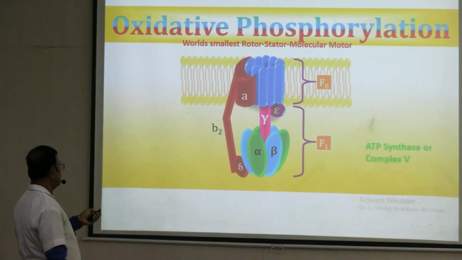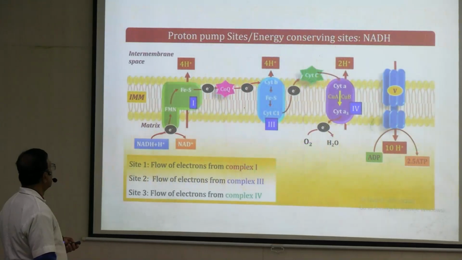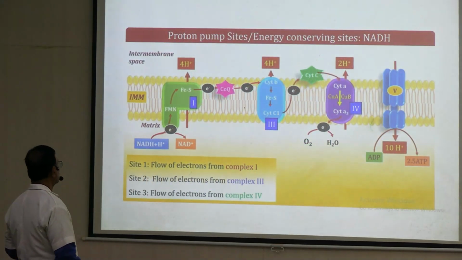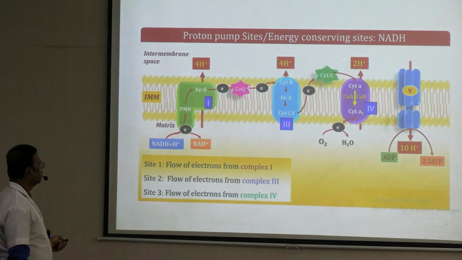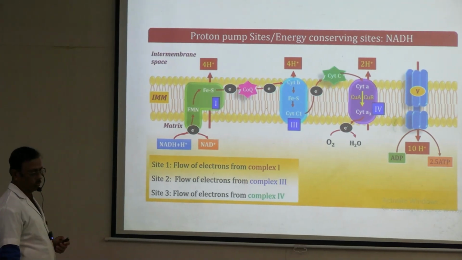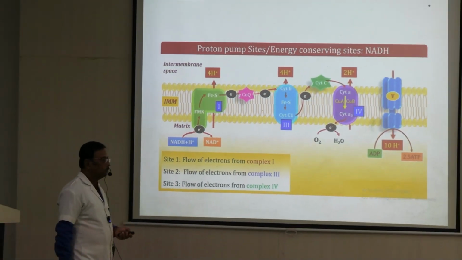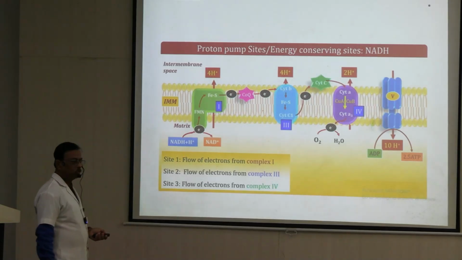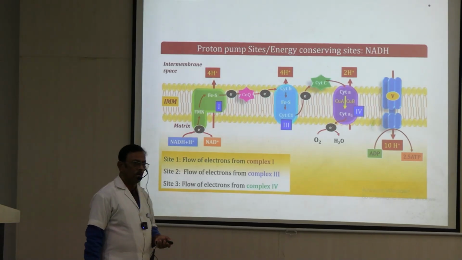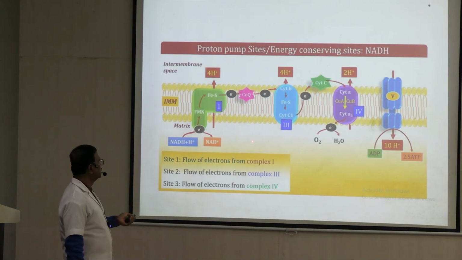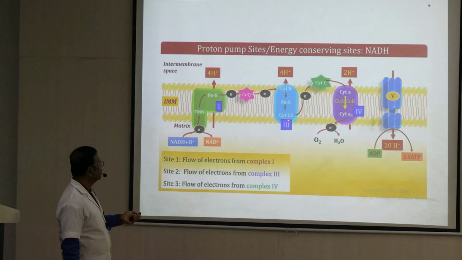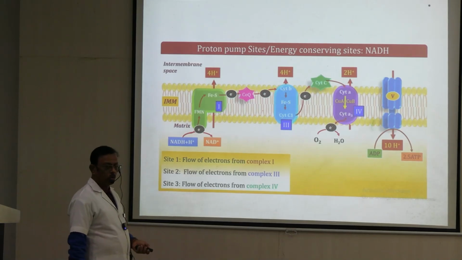So, ATP is synthesized in complex number 5. Here are the electron transport chain complex 1, complex 3, complex 4. These are used by the reducing equivalent NADH. FADH2 is not shown here. FADH2 uses only complex number 3 and complex number 4.